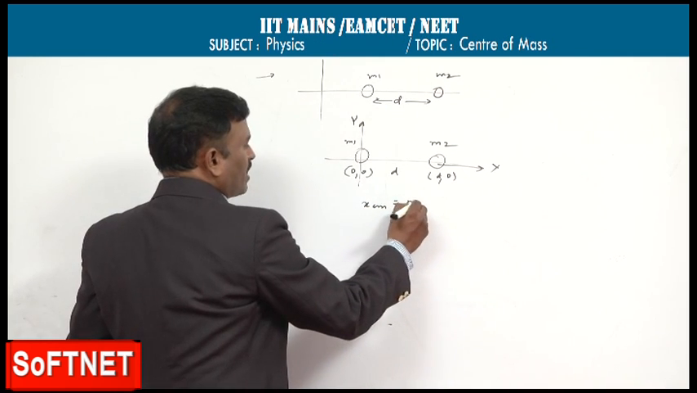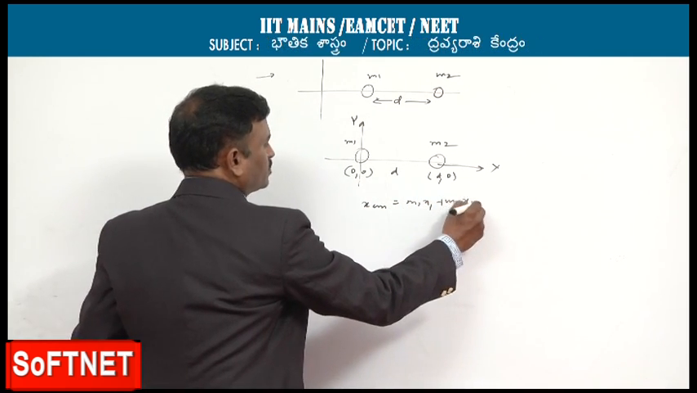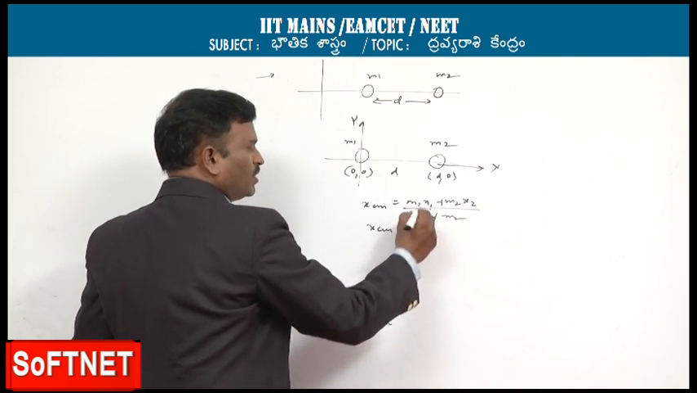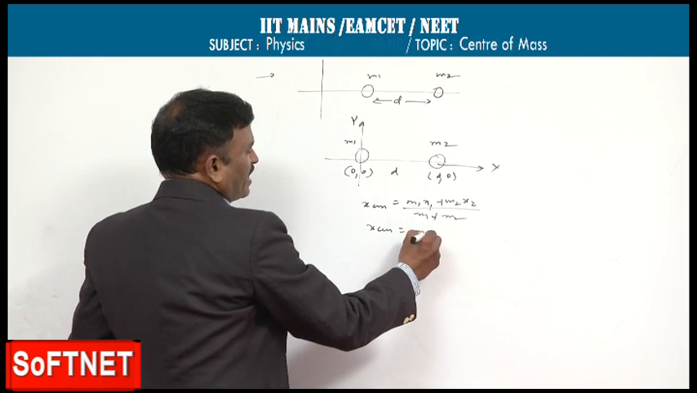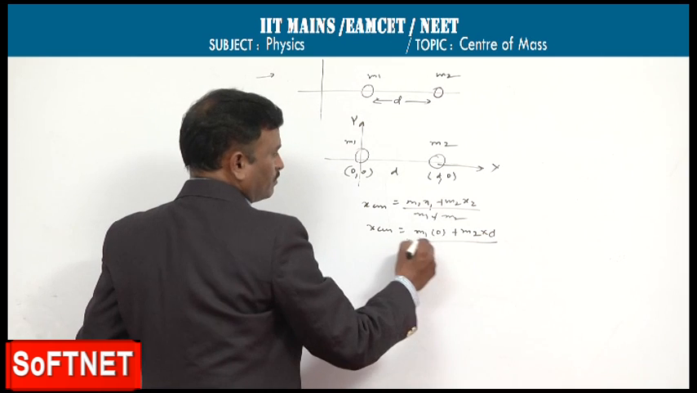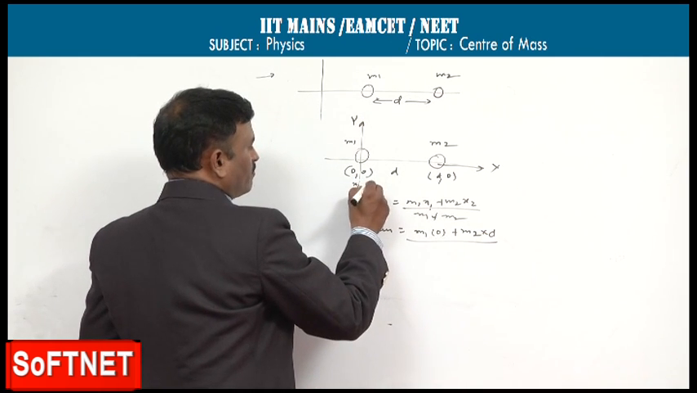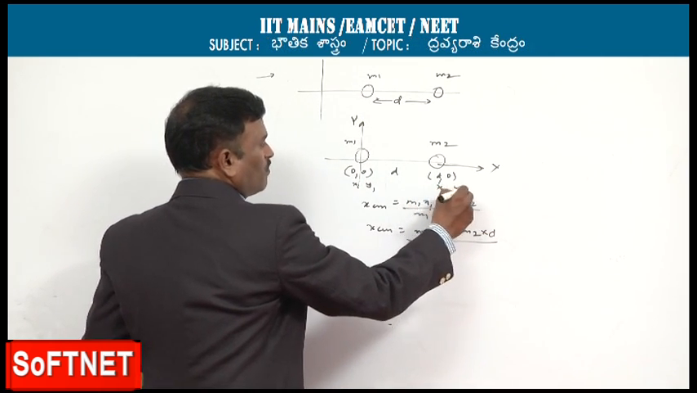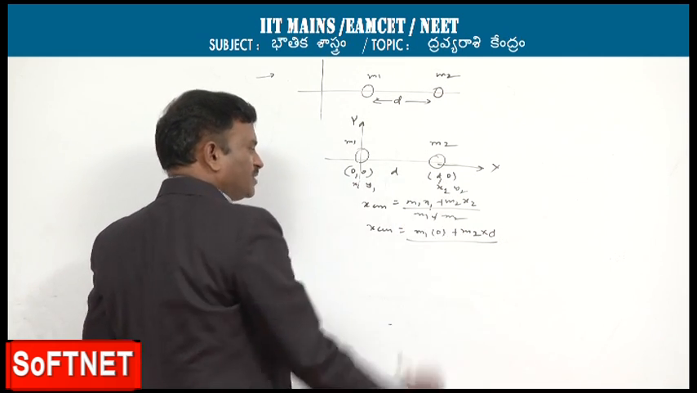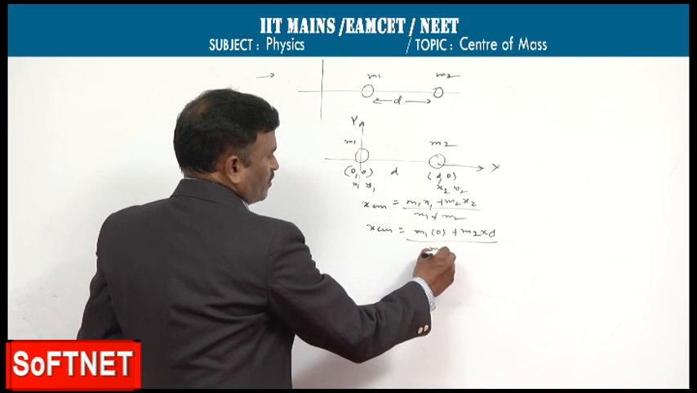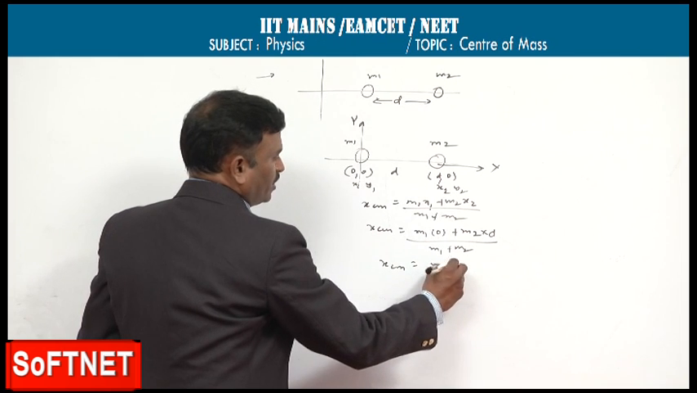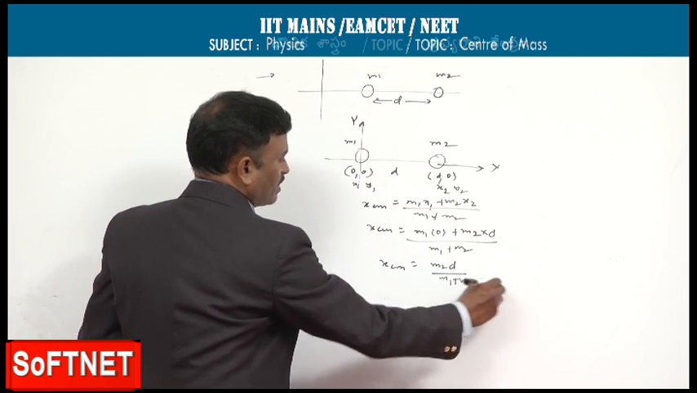XCM is equal to (m1 x1 plus m2 x2) by (m1 plus m2). Here XCM is equal to m1 x1, where x1 is 0, plus m2 x2, where x2 is d, divided by m1 plus m2. Here the points are x1 y1 and x2 y2, with x2 being d and y2 being 0. So now XCM is equal to m2 into d by m1 plus m2.